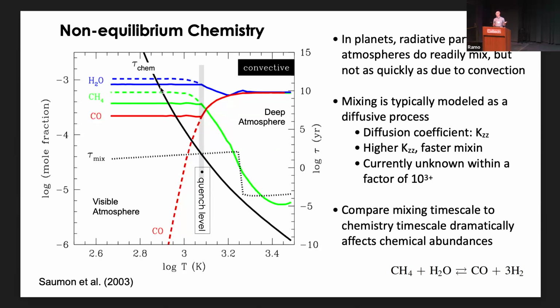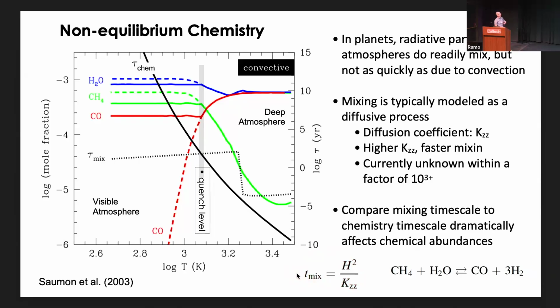In radiative parts of the atmosphere, we really don't have any sort of first principles model of how fast mixing is, so we'd like to be able to understand that from looking at real objects. This is typically modeled as a diffusion process. So this is a diffusion coefficient, KZZ. Higher KZZ is faster mixing. So this mixing time here is often some length scale, the pressure scale height squared, divided by KZZ. So higher KZZ, shorter mixing time scale, faster mixing.